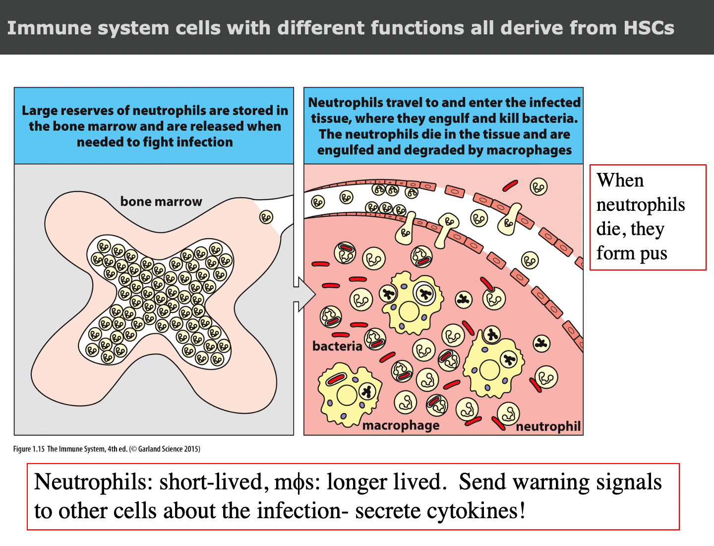Macrophages are longer-lived, and macrophages also have a unique property, which is they can send warning signals to other cells about the infection. That's not shown in this diagram, but the macrophages are basically saying, we've got an infection here, we're going to send out some signals. We call those protein signals cytokines, and those cytokines are going to tell other cells to come over and help fight the infection.